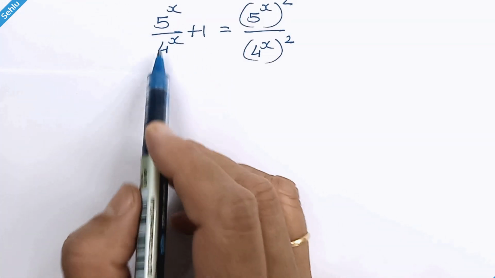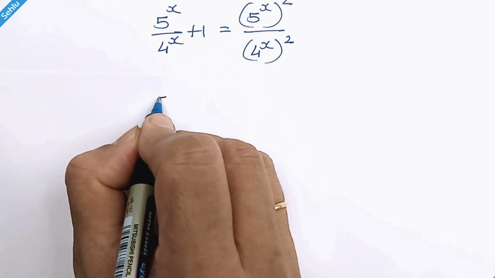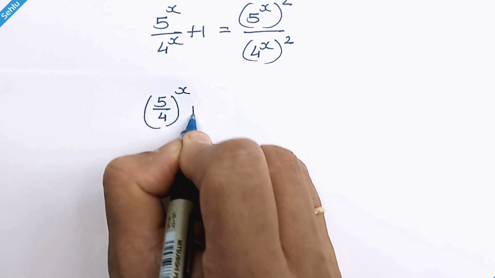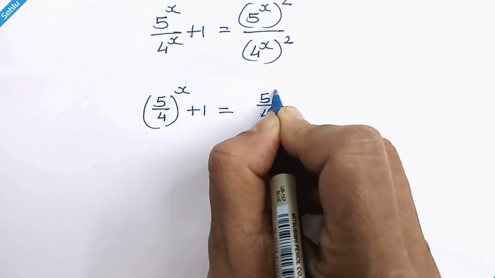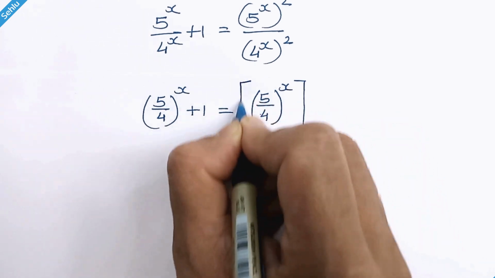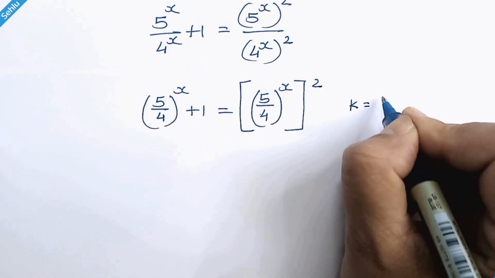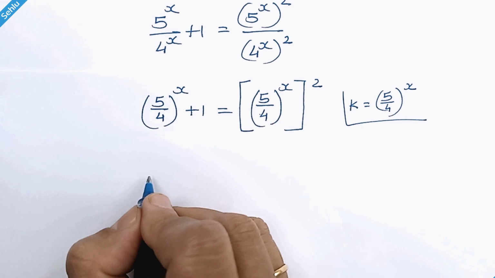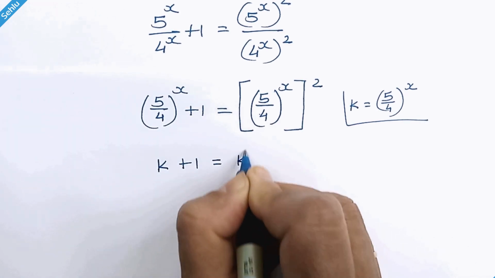Now these two have same exponent and these two have same exponent. So we can combine them. So it will be 5 over 4 whole raised to x plus 1 is equal to 5 over 4 whole raised to x whole square. Now we will take k in place of 5 over 4 whole raised to x. So it will be k plus 1 is equal to k square.